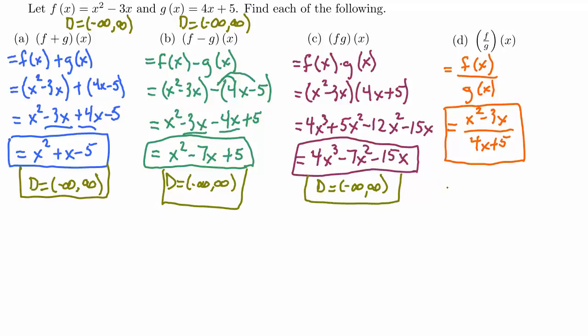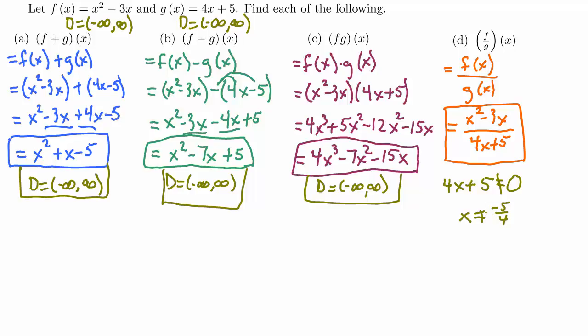That's fantastic. But letter D is a little bit more difficult because you have division. When you have division, you can never divide by 0. So whatever your denominator is, set it not equal to 0 and solve for x. When you subtract 5 and divide by 4, that means that x is not equal to negative 5 over 4.